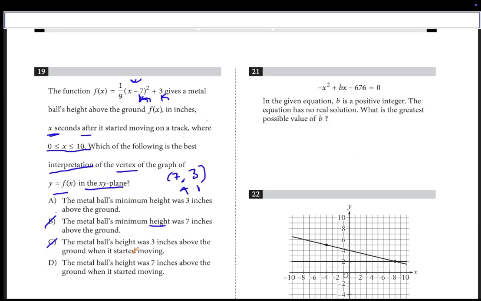D states the metal ball's height was 7 inches above the ground when it started moving. This is wrong for the same reason as B, where it tries to state that our x value represents the height, which it does not. So we know D is wrong.